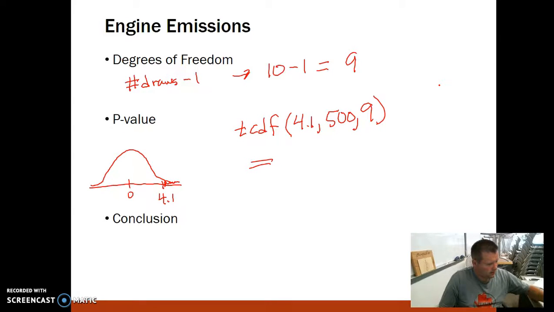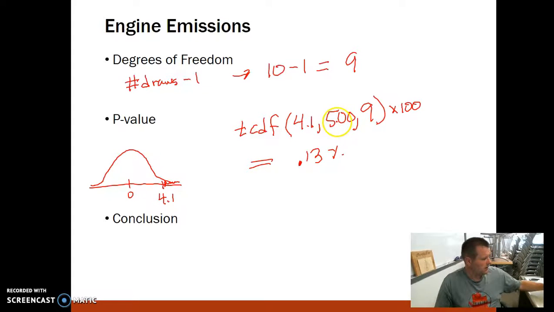So, and then we got to times this by 100 as well. I apologize. So when you do that, you get 0.13%, which is obviously lower. Again, our conclusion is still based on that 5%. It's very, very small. It's kind of what we expect with our t-score of 4.1. And so we would say that we reject.